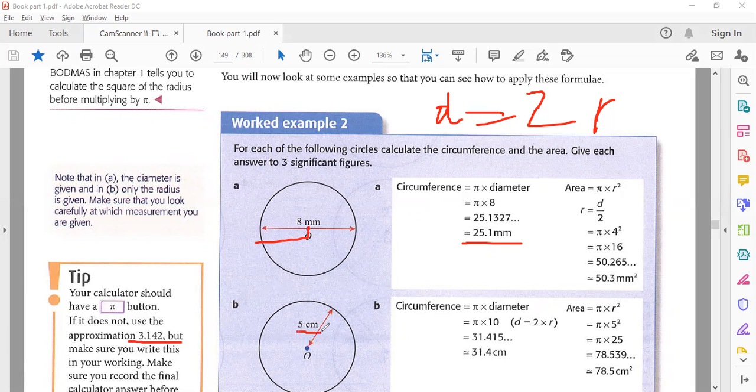So here we have a radius. With the help of the radius, because you know 2 pi r, you multiply 2 by r, which is 5, that is 10. So 10 multiplied by pi is equal to 31.42.